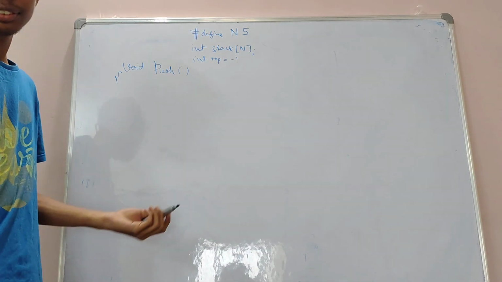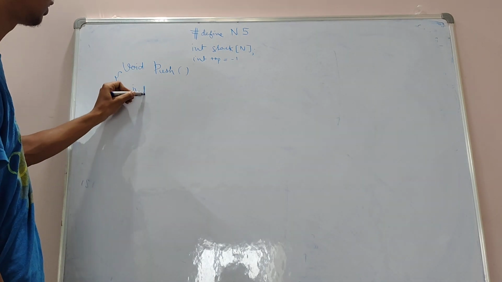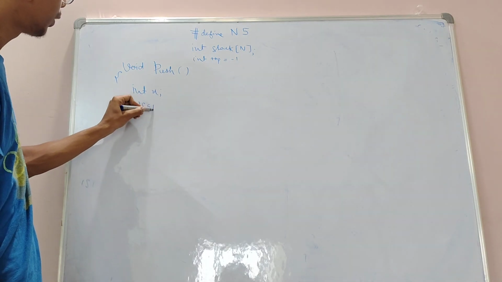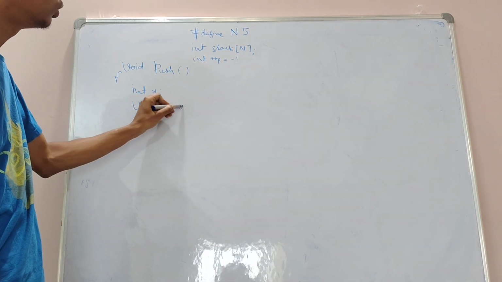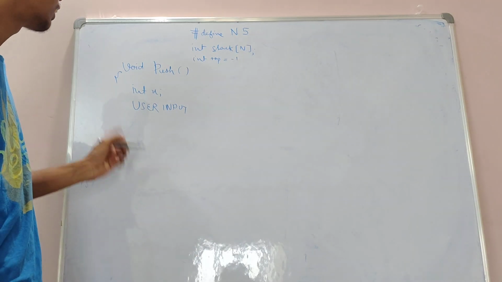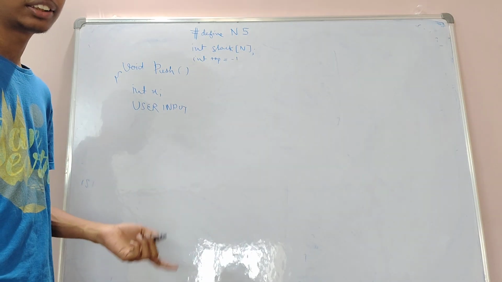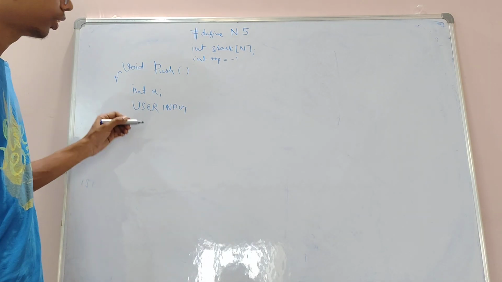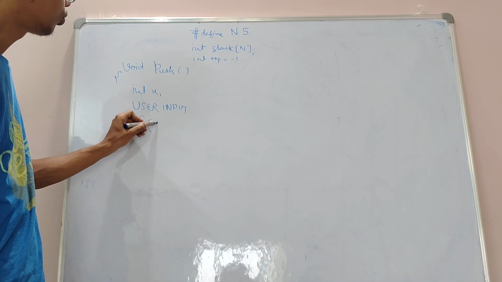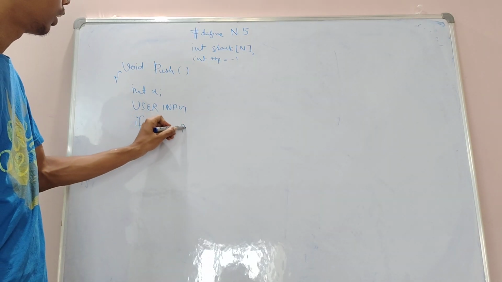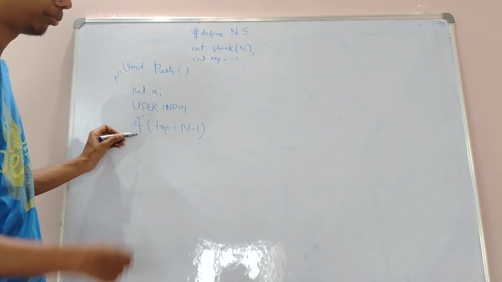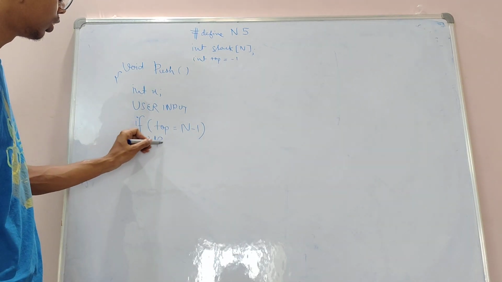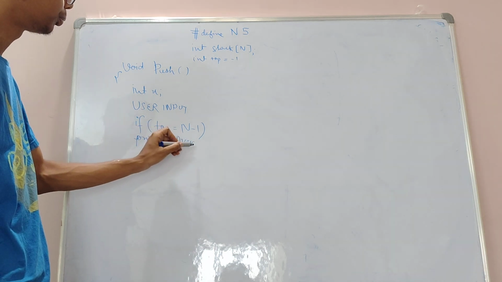So how will I insert data? First of all, I will declare a variable int x, and then I will take input from my user. Using printf and scanf, I will ask the user to enter the data that they want to insert. And then if the value of my top is N-1, I will print this is the overflow condition.